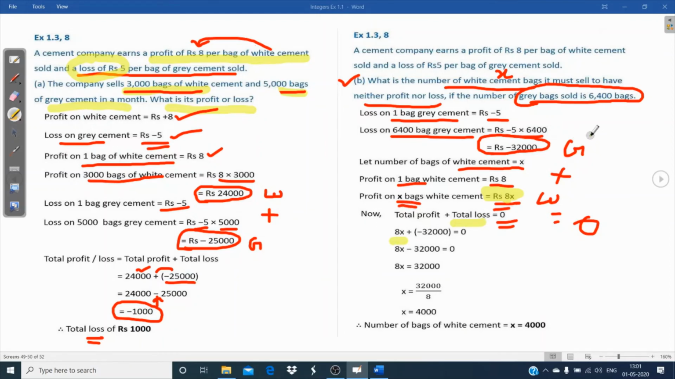Total loss was minus 32,000. Here plus minus 32,000, and plus minus again will become minus. And since it is now a linear equation, 8x minus 32,000 equals 0, this minus 32,000 will go there and become plus 32,000. And with this x, 8 is in multiplication, so it will go in division. After dividing 32,000 divided by 8, what you will get? 4,000. This is the value of x, and what was x? X was the total number of white cement bags. So total white cement bags are 4,000.